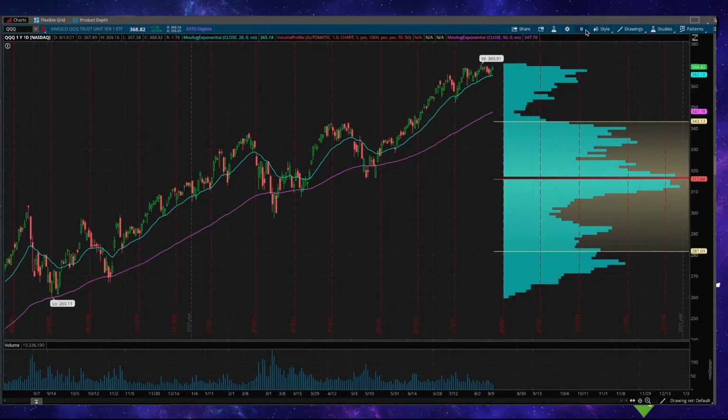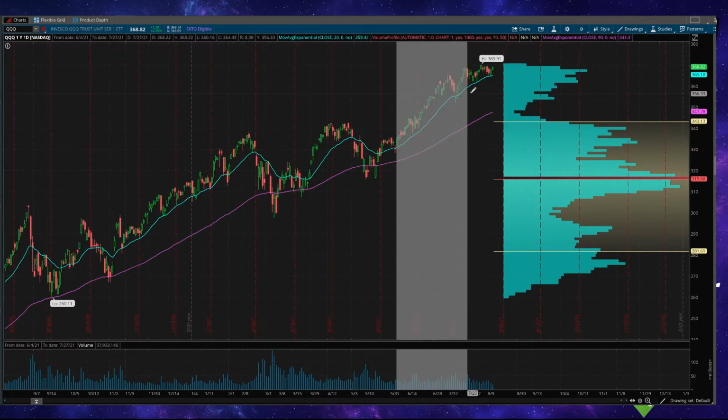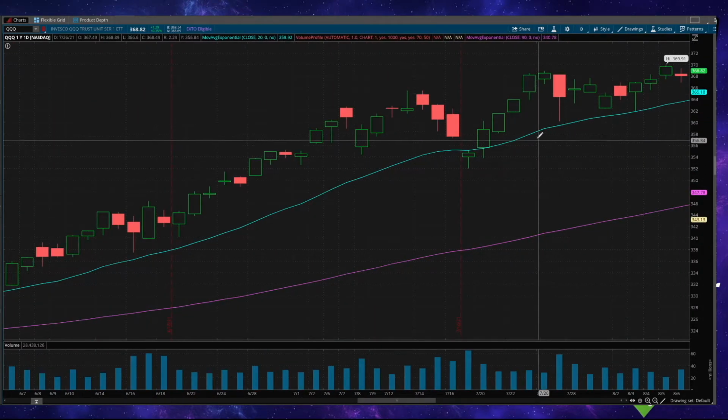All right, so here we got QQQ. We're looking at the 1 year, 1 day time frame. I'm just going to zoom in here for a little bit. And you can look at these candlesticks, you know exactly what happened on that day.